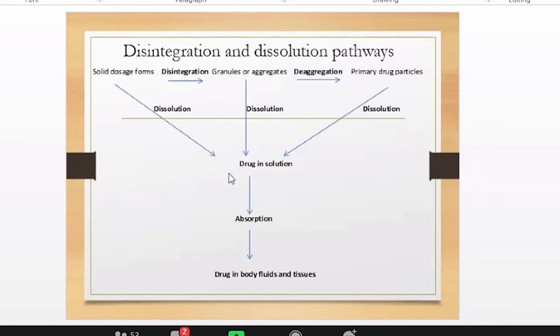So once you have the drug in solution, that's when you are going to have absorption. And then once absorption takes place, you can have the drug in body fluids and tissues getting to the site of action for them to interact with the receptors for you to have the pharmacological response.